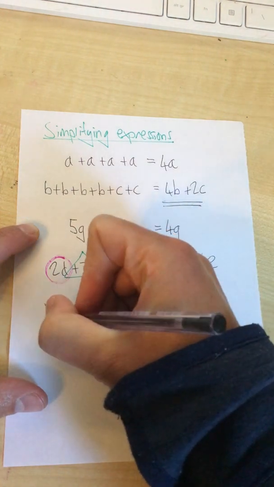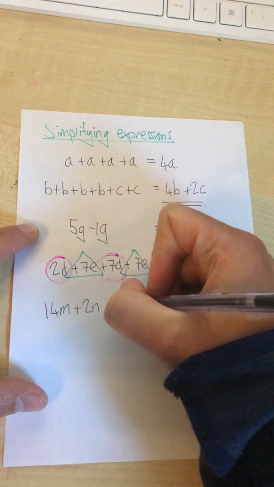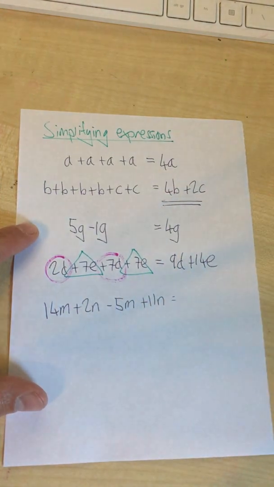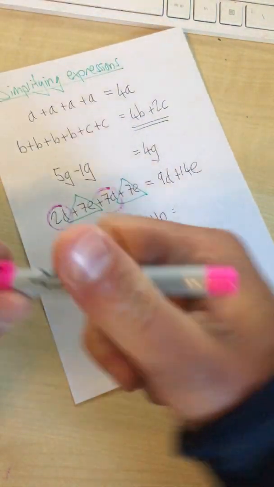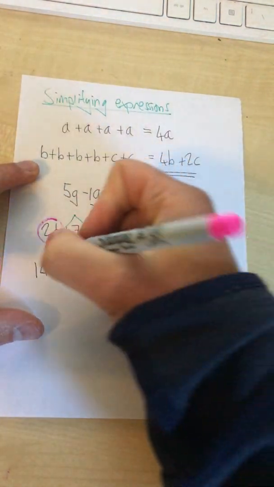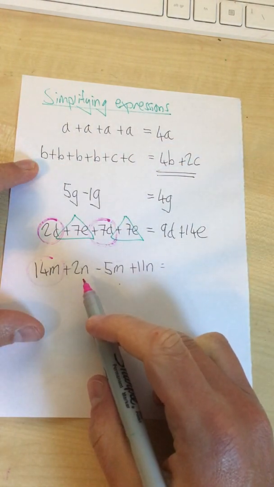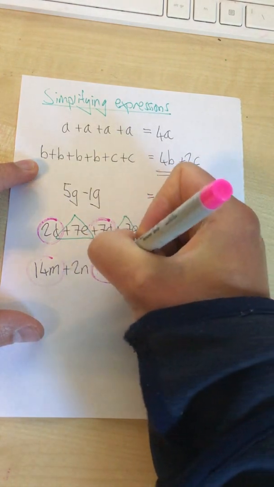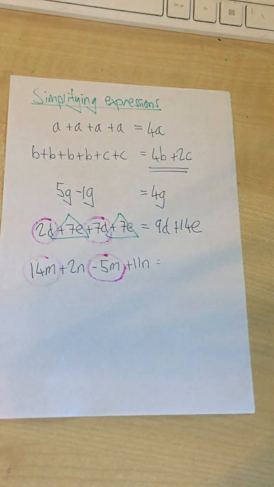I've got one more for you. 14M plus 2N minus 5M plus 11N. Let's see what we've got here. I'm going to use the colour method again. Just take the lid off. There's 14M there. That's an N. They're not the same. They're not alike. You've got M and N. They're different. I'm going to take away 5M there. And let's see what we get.